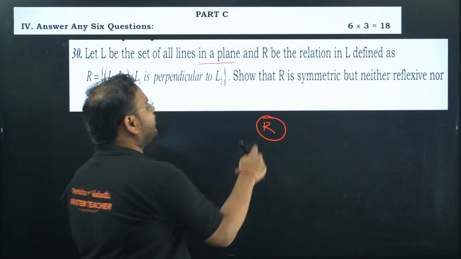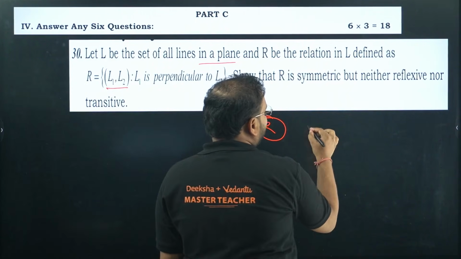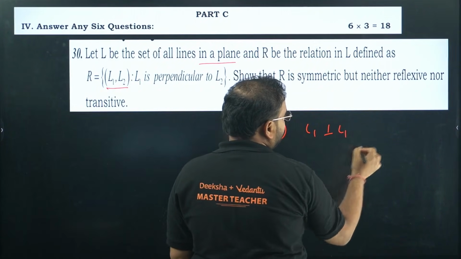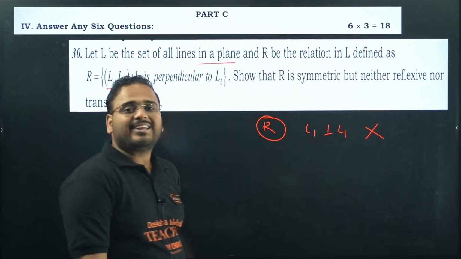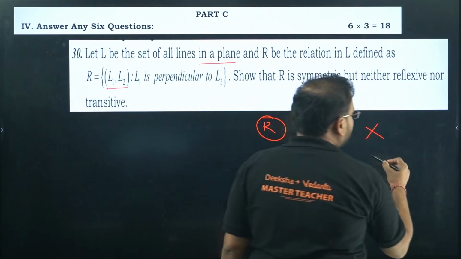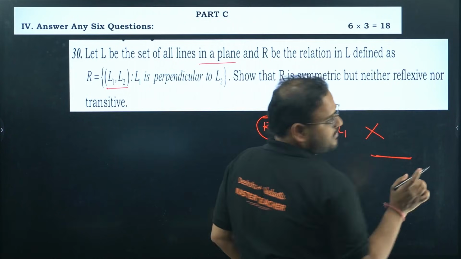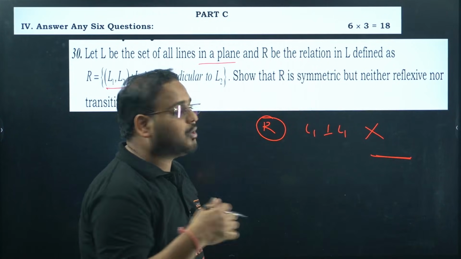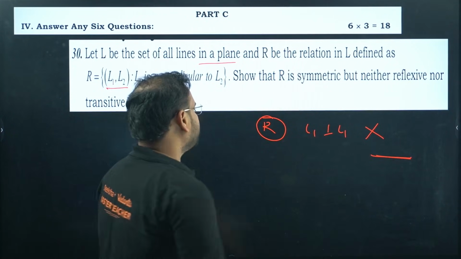Think about it. If I talk about reflexive relation, can L1 be perpendicular to itself? Not possible, sir. A line cannot be perpendicular to itself. Can it be? No, sir. A line can never be perpendicular to itself. Not possible. So L1 is not perpendicular to L1. So reflexive not possible.